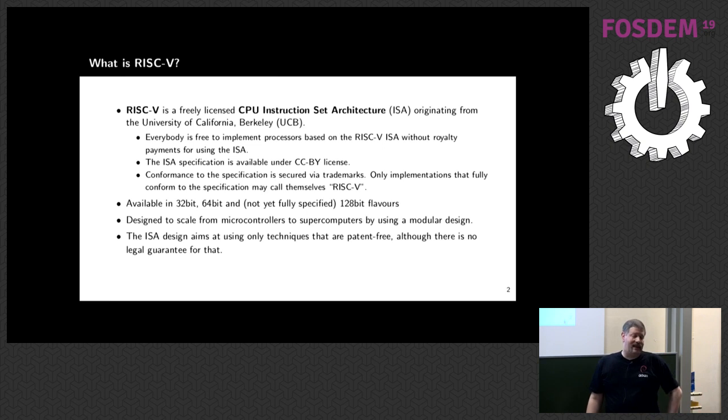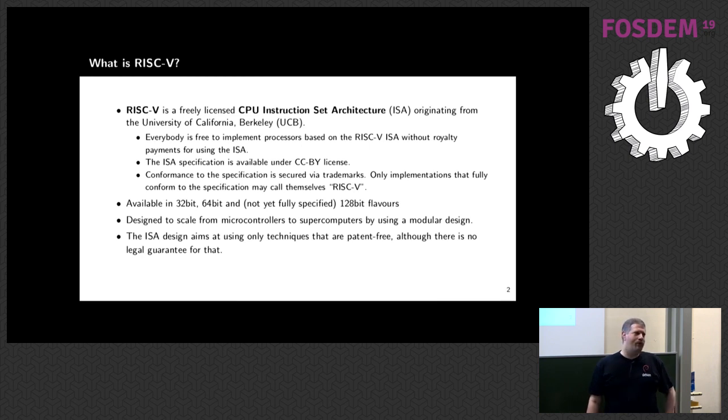The RiscV ISA exists in 3 different variants. It's available in 32-bit, 64-bit, and still work in progress 128-bit. So for practical purposes, it's 32-bit and 64-bit right now. It has been designed to be modular, to scale from microcontrollers up to supercomputing, and the ISA designers are trying to have only non-patentable technology in the ISA specification so that it is possible to actually implement a RiscV CPU without having to buy patent licenses.